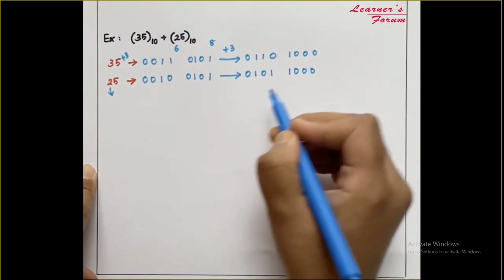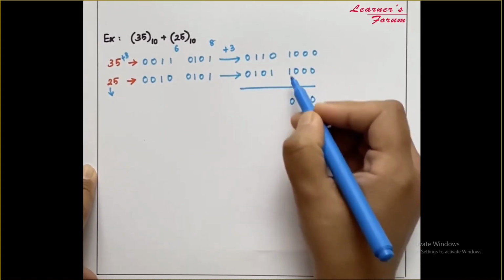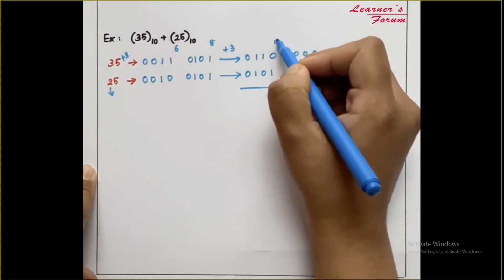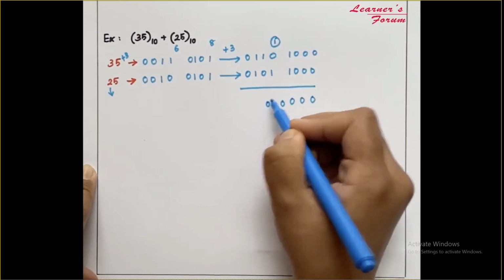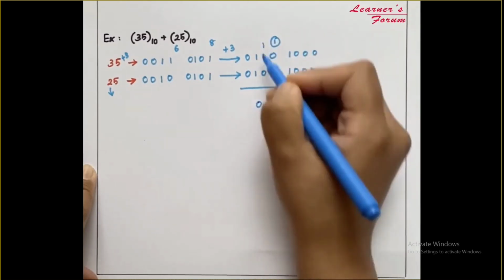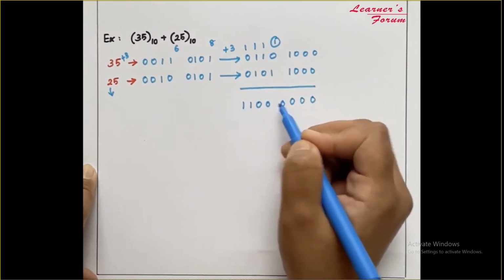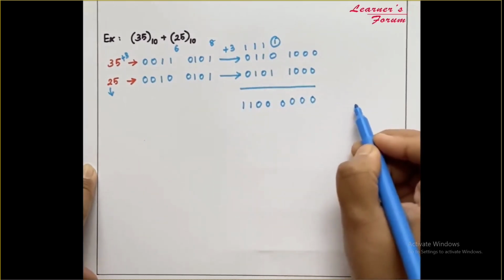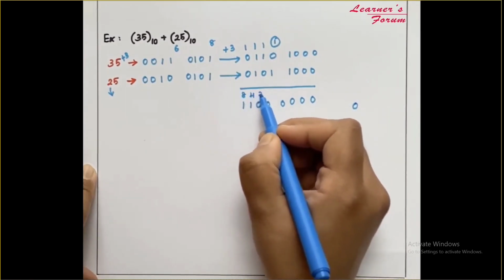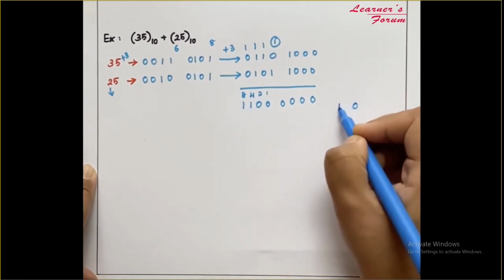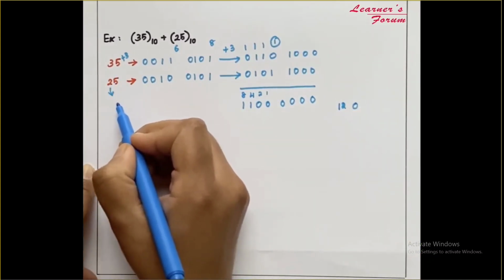Now we have to add these two bit groups. So 0, 0, 0. 1 plus 1 is 0, carry 1. Again 1 plus 1 is 0, carry 1. Again 0, carry 1, 1, 1. So 1100, and 4 zeros will be the answer after performing addition. So the value 1100 means under 8421 the equivalent value is 12, and the other value is 0. Now let us check it with the original numbers.